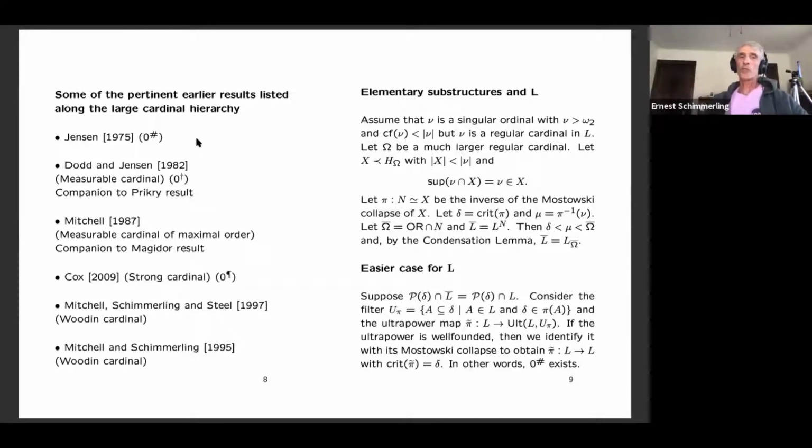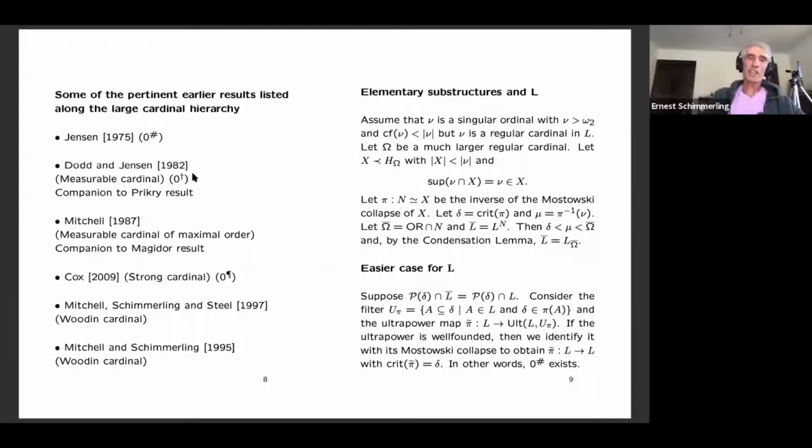Then the next result, which is a companion to the Prikry result, it explains why Prikry forcing needs a measurable cardinal, is the Dodd-Jensen covering lemma. One way of building the Dodd-Jensen core model is assuming there's no inner model of a measurable cardinal. That's too restrictive an anti-large cardinal hypothesis if you want to get an inner model with a measurable cardinal.